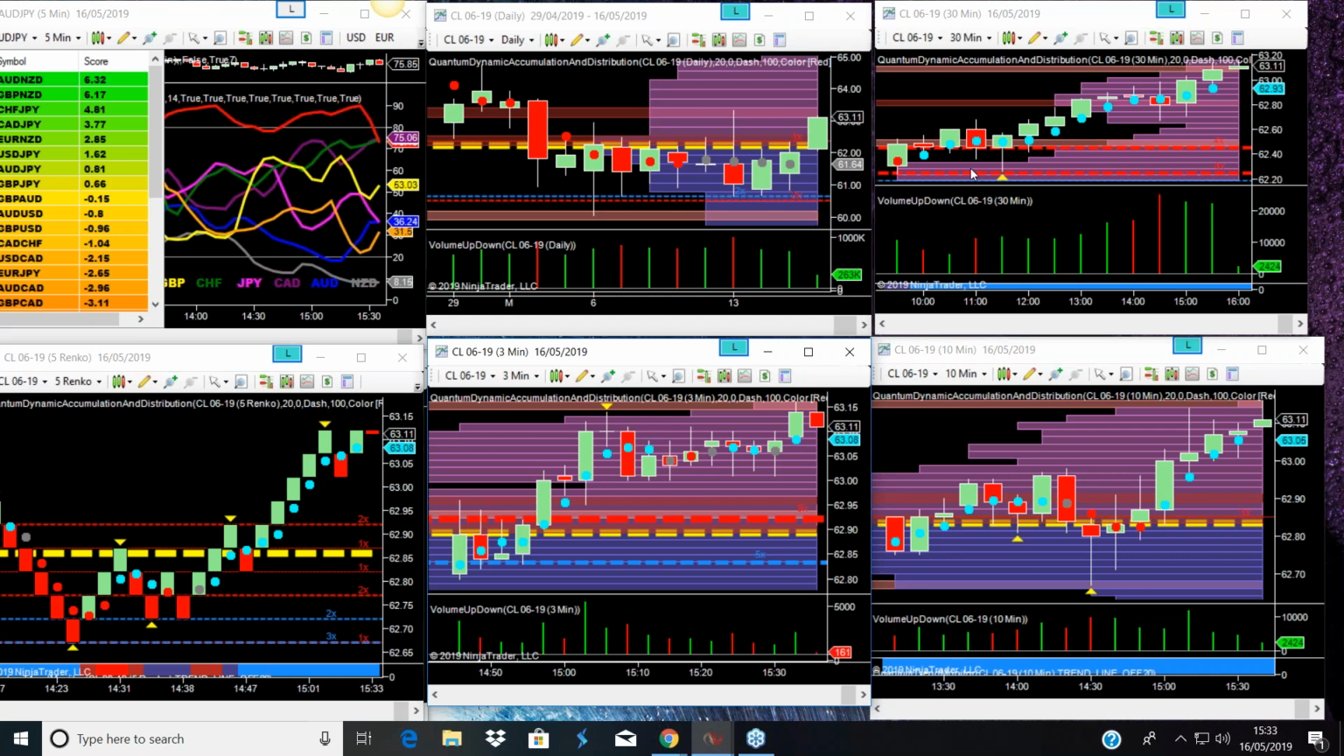Understand congestion, understand the structure of the chart. Where are you? Is it in congestion? Is it actually in a trend? Because the VPA signals will be different in the different types of market condition.